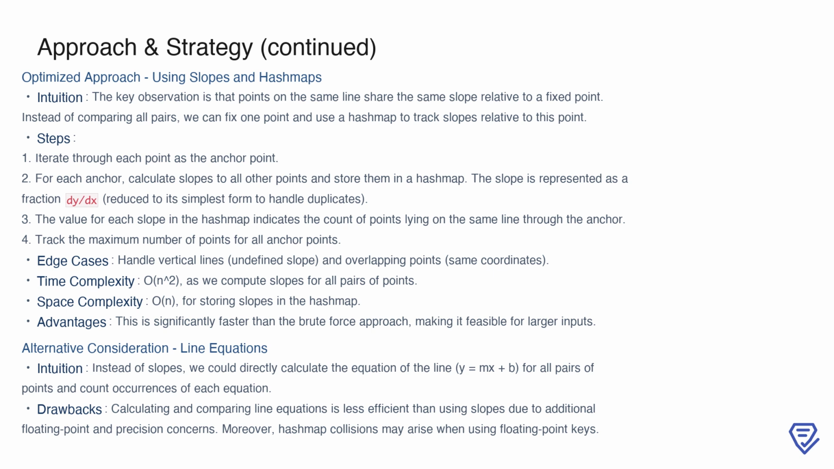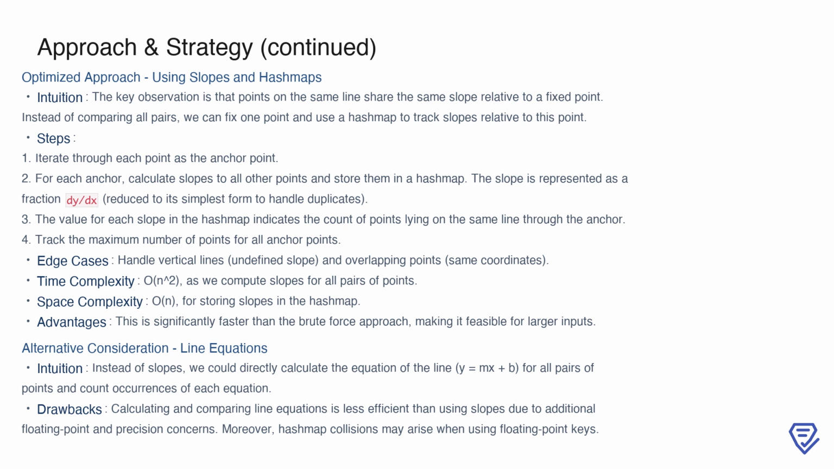This approach involves reducing the slope to its simplest fractional form, ensuring that duplicate slopes are correctly handled. Additionally, it accounts for edge cases such as vertical lines, where the slope is undefined, and overlapping points, which share the same coordinates. With a time complexity of O(n²), as we compute slopes for all pairs of points, and a space complexity of O(n) for the hash map, this method offers a significant performance improvement over the brute force approach.